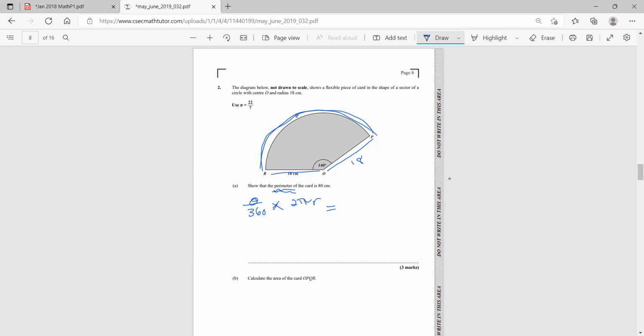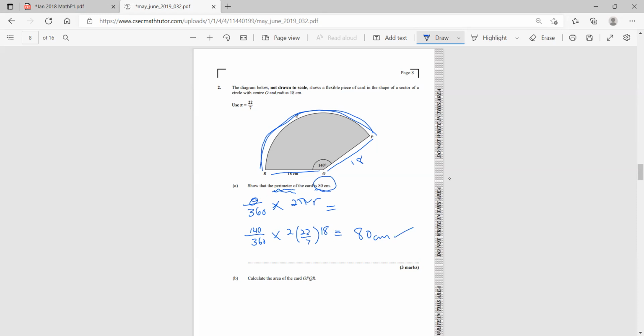Pay attention to the question. They said use pi as 22 over 7. So 140 over 360 by 2 by 22 over 7 by the radius, which is 18. And what will be the answer for this? It should be 80 centimeters, right? Y'all got that? Show that something is 80. If they say show that it is 80, your answer should end up as 80. Nothing else. Did we get 80?